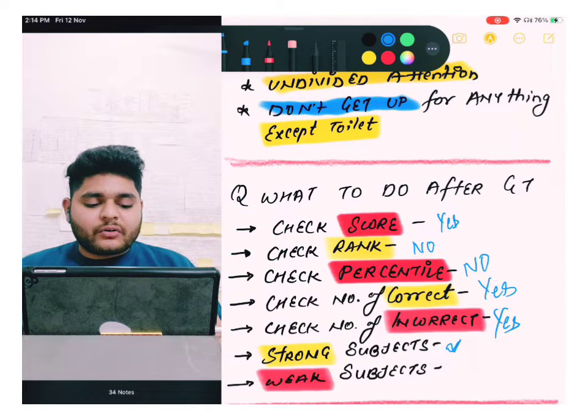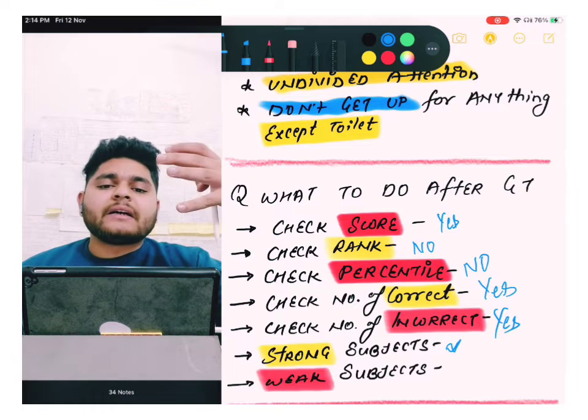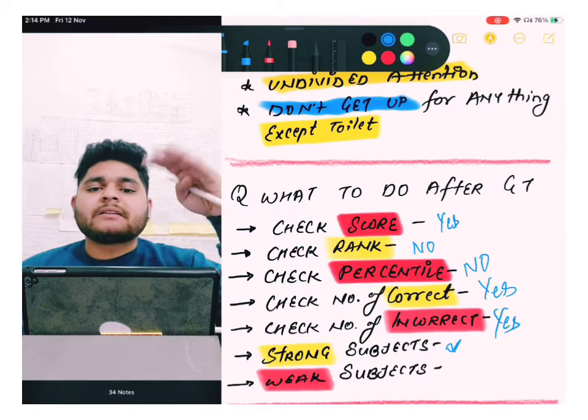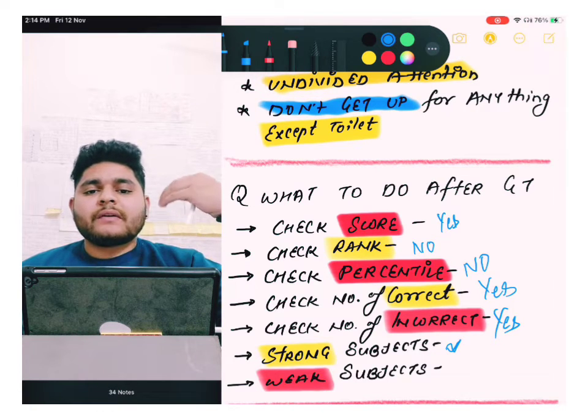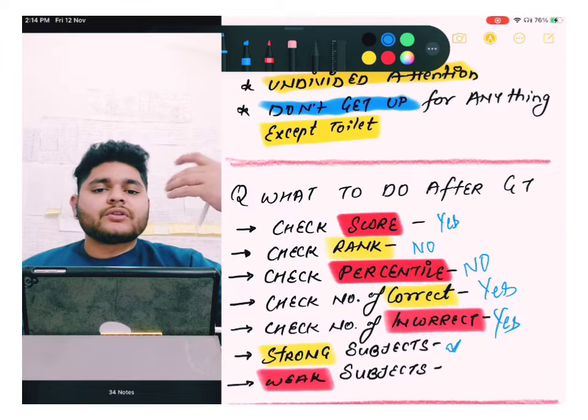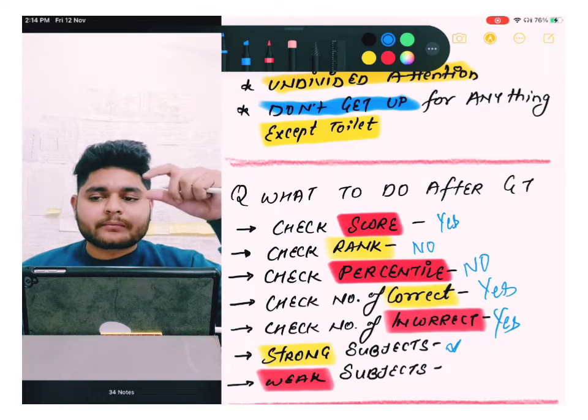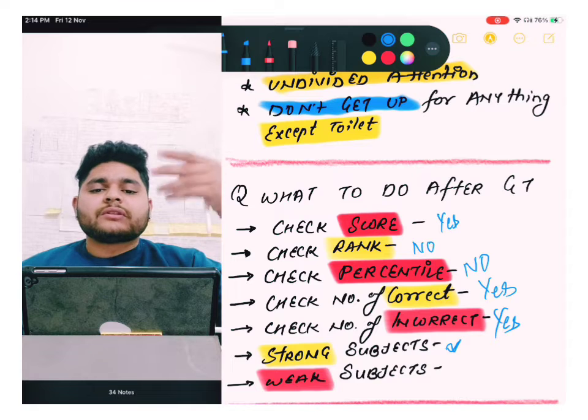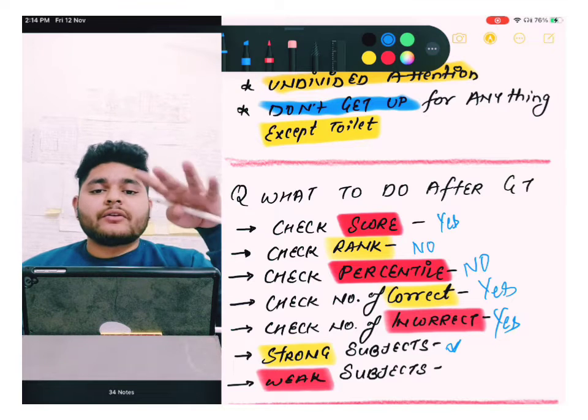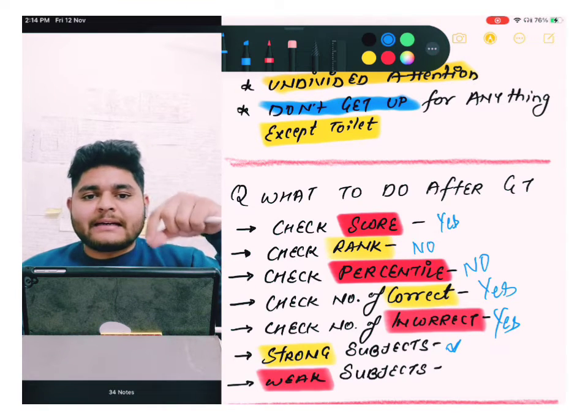Then what are your strong subjects? Now if you give a grand test, you will see that there are a few subjects in which out of 10 questions you have got all 10 correct, out of 5 questions all 5 correct, or out of 7 questions all 7 correct. Those are your strong subjects, at least for that GT.